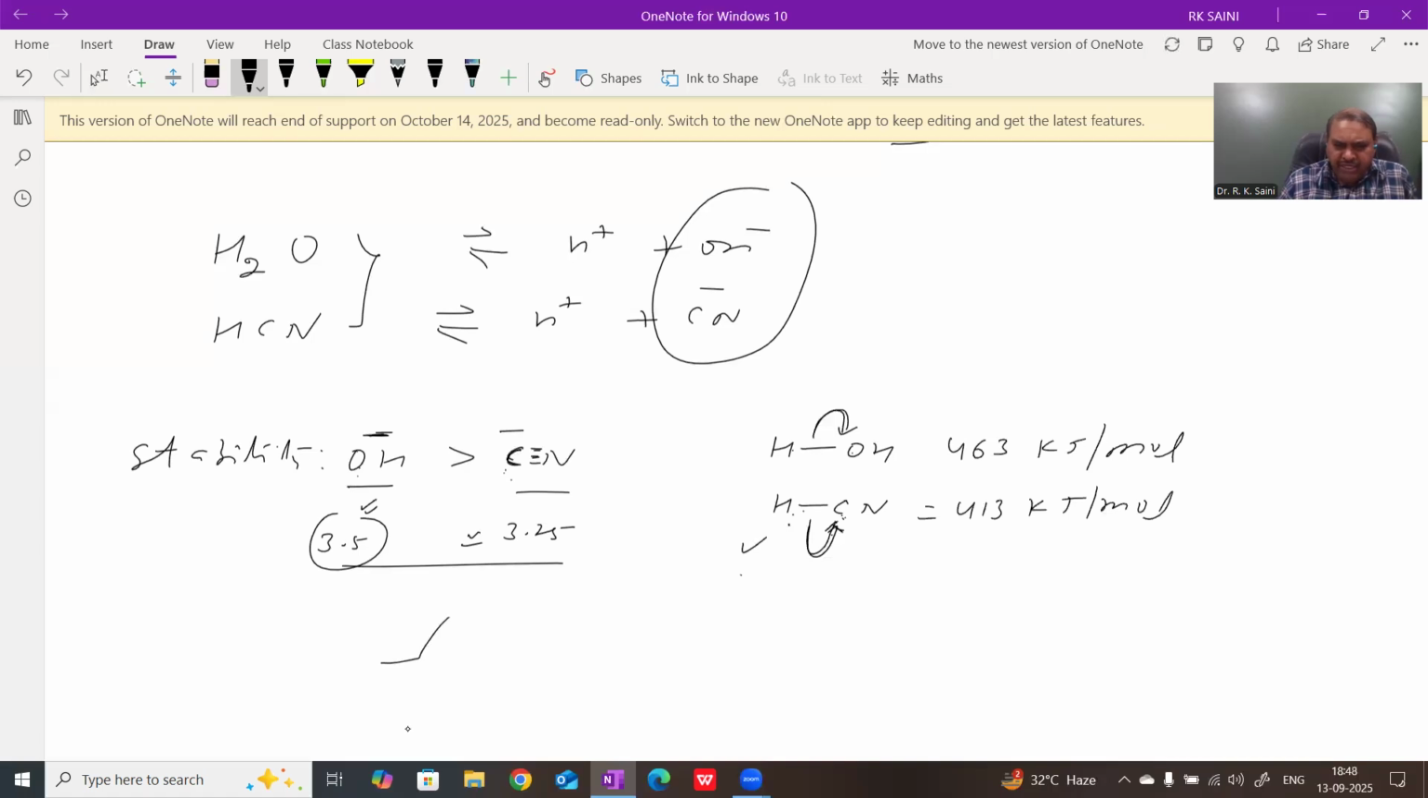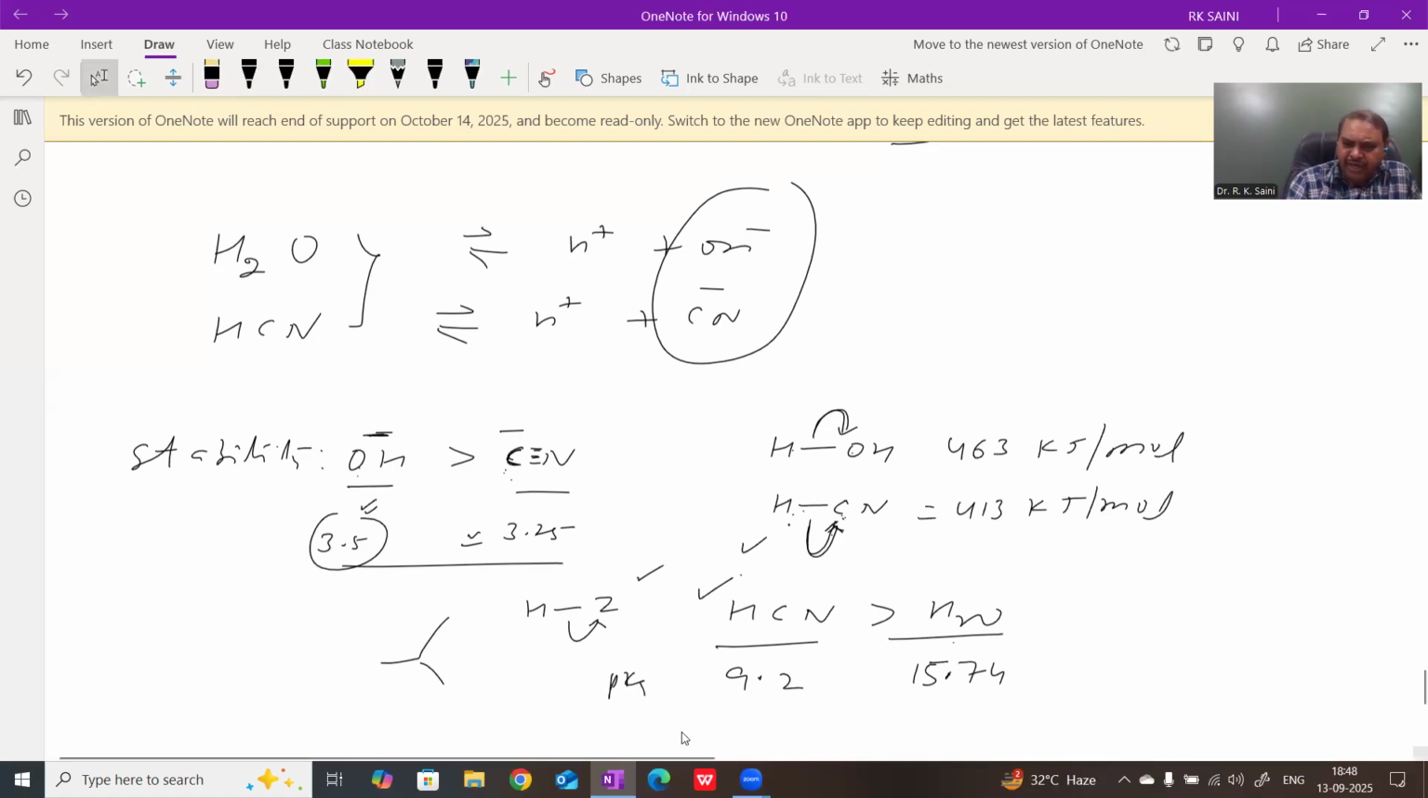So now we consider the bond energy of carbon and the bonded atom. If bond energy is less, then the acid becomes stronger. Therefore, HCN is a stronger acid than H2O, and its solution contains H plus ion. The pKa of HCN is nearly 9.2 and the pKa of water is 15.74 or 75. It means HCN is the stronger acid.